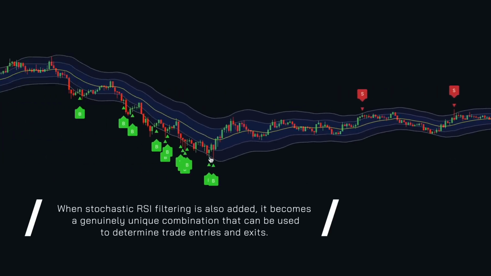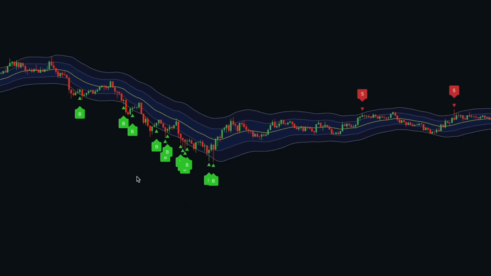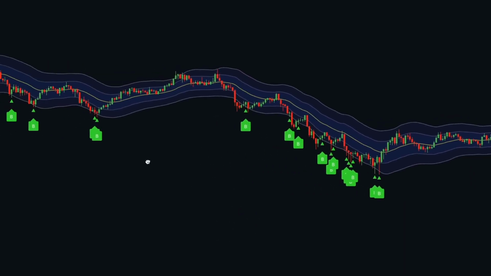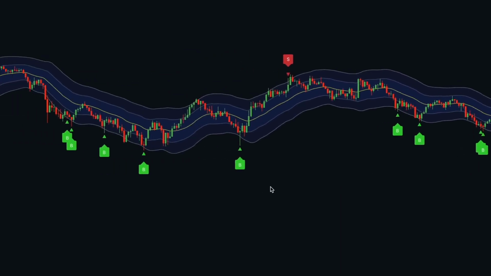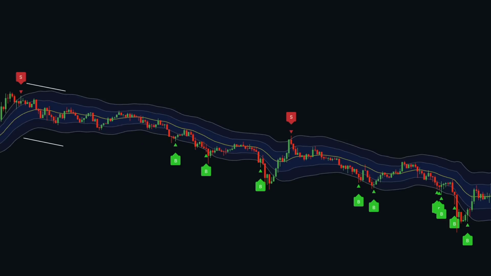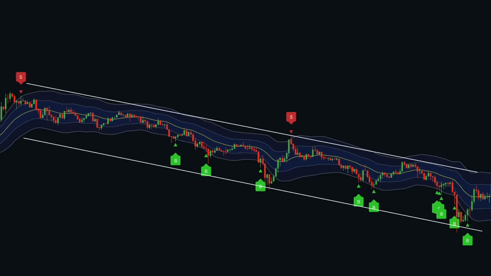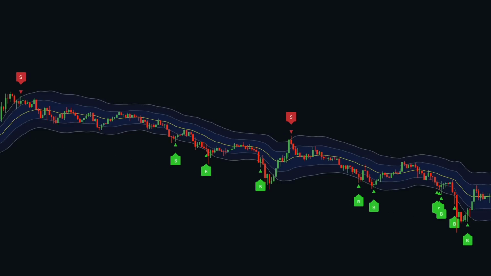For example, in an uptrend, when the price is forming higher highs and higher lows, or when the baseline is rising, the price tends to oscillate between the upper band and the baseline. In this case, the baseline buy signal, B3, can show an entry point. In a downtrend, when the price is making lower highs and lower lows, or when the baseline is falling, the price tends to oscillate between the baseline and the lower band. In this case, the baseline sell signal, S3, can show an entry point.